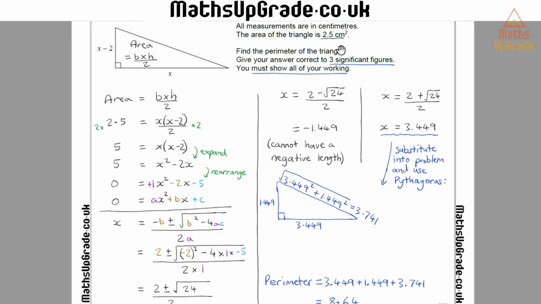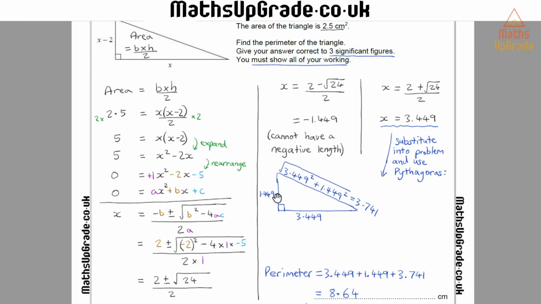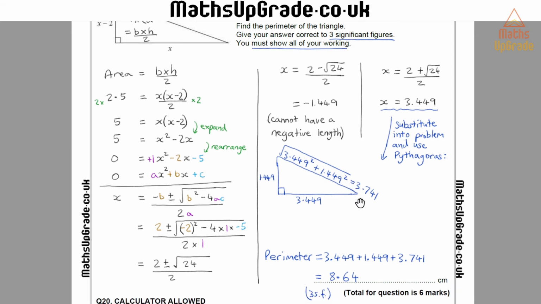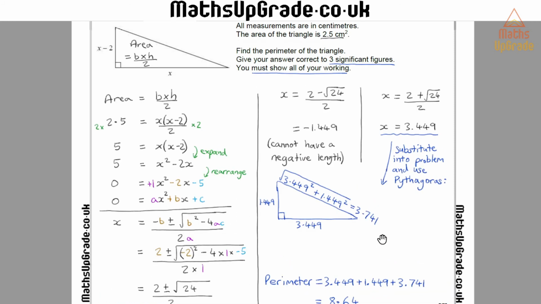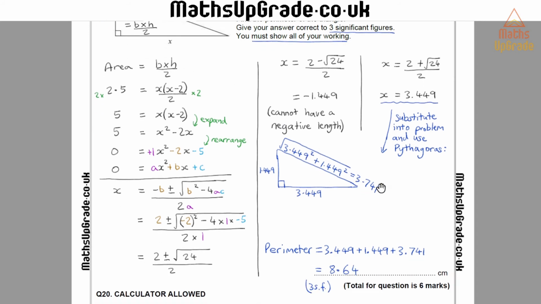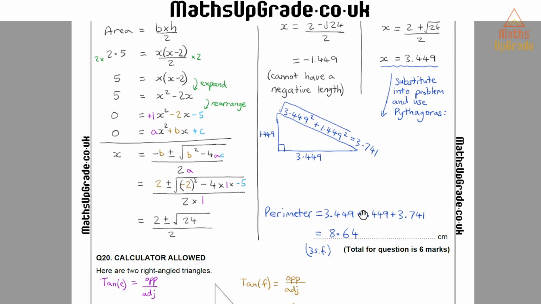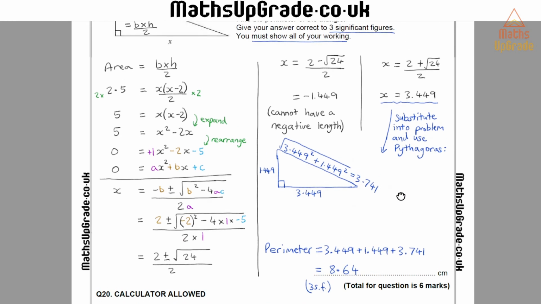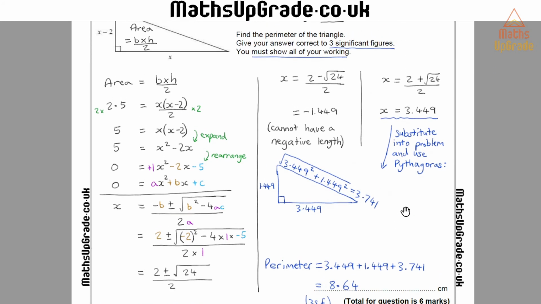Now I need to find the perimeter of the triangle. To find the perimeter, I need that third side, the longest side. So to find the hypotenuse, remember with Pythagoras, you need to square the short sides, add, and then square root. If you're not sure on how to do that, be sure to check out my video on this channel. That gives me 3.741. So finally the perimeter is x, add x minus 2, add 3.741, which is 8.64 to 3 significant figures, and that is your 6 marks for that question.